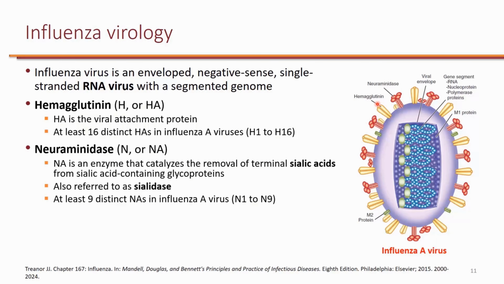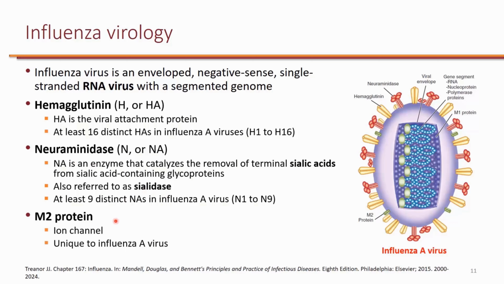There's also neuraminidase, which is abbreviated N or NA. Neuraminidase is an enzyme that catalyzes the removal of terminal sialic acid from sialic acid containing glycoprotein. I will explain what this actually means when I show you the life cycle of the virus. Another name for neuraminidase is sialidase. The reason this is important to know is that we have a class of drugs called neuraminidase inhibitors, and sometimes they're referred to as sialidase inhibitors.